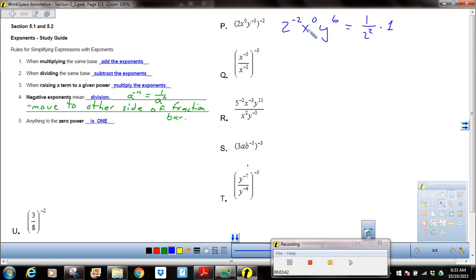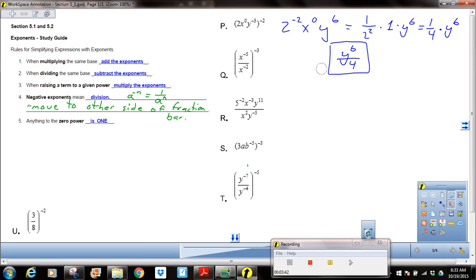X to the 0 is 1 times y to the 6th. This right here will be 1/4, times 1 is 1/4. And to finish cleaning this up, we'll write y to the 6th over 4. I'll go ahead and erase this answer so that I have enough room to do the next problem.